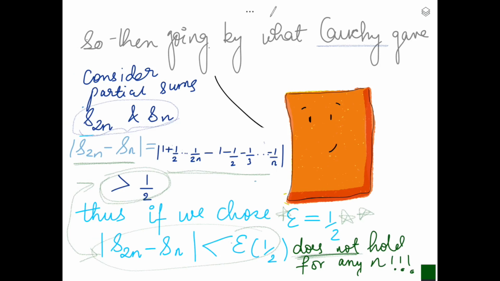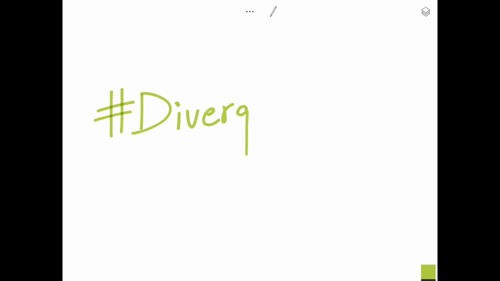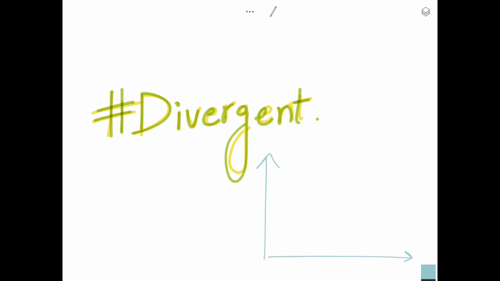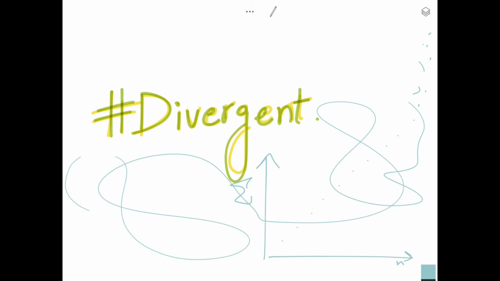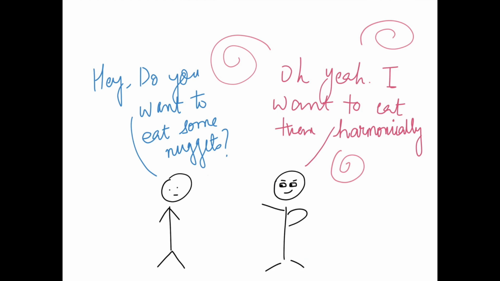But wait, that means that if we chose our epsilon equal to half, then as you can see, S2n minus Sn would not actually be less than this epsilon, i.e. this doesn't hold the Cauchy criterion. And what does that mean? Well, of course, it's a divergent series. So I hope by now you have some appreciation of what convergent and divergent series are.